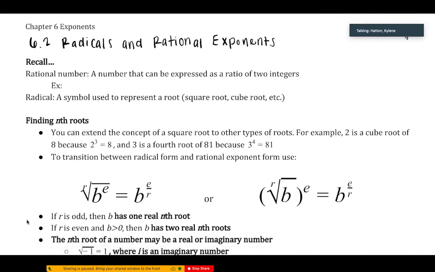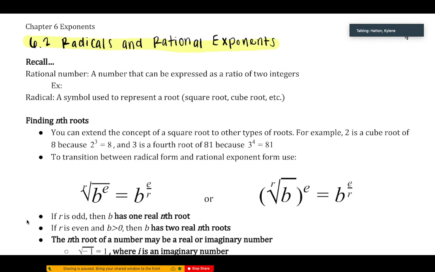So 6.2, radicals and rational exponents. I don't really need you to write anything down initially other than the title. The first few things we're just going to talk about and review. If you did have the notes printed, you can write them down with it. I'm not going to add too much to it from here.